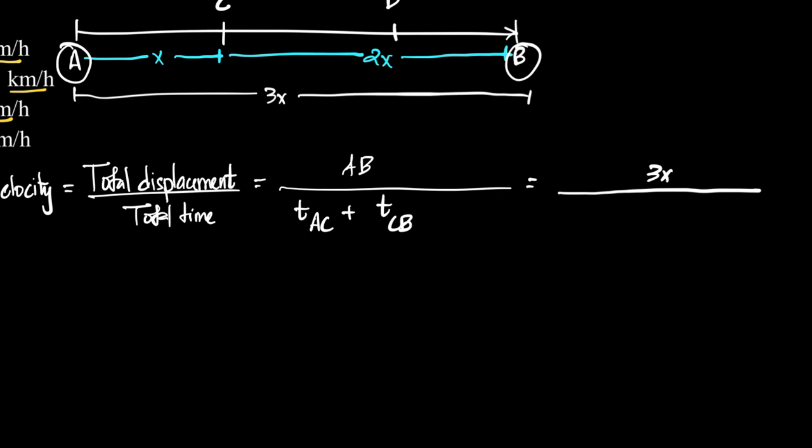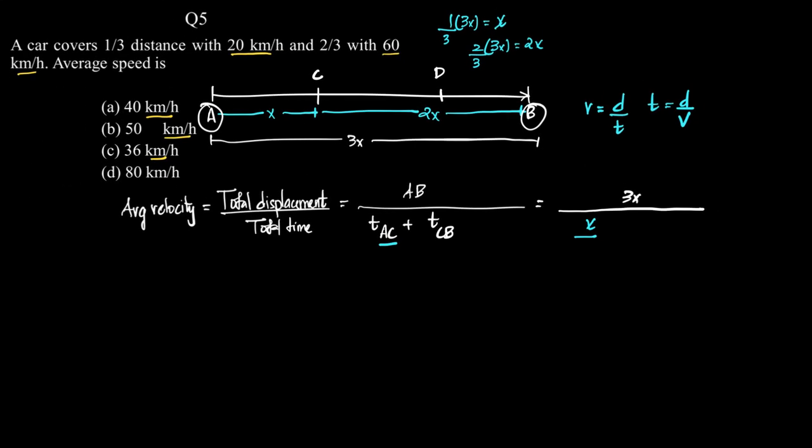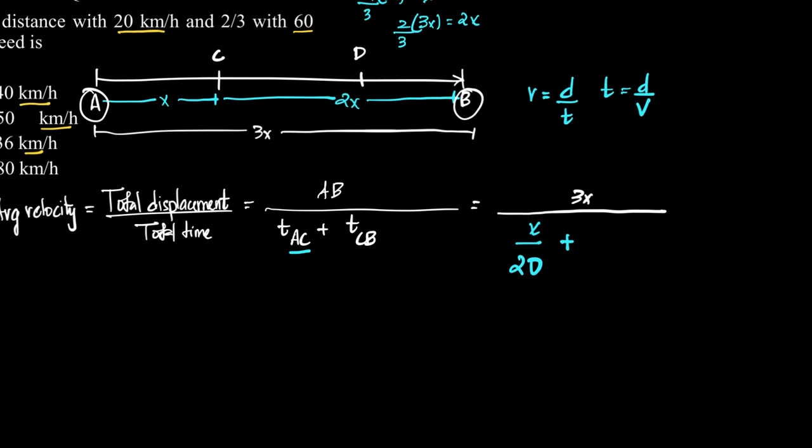And what is time taken to cover AC? See, what is velocity equal to? Velocity is equal to displacement by time. So time is equal to displacement by velocity. In this case, AC is the displacement, which is x, and the velocity according to the question is 20 km per hour. So we can write this as x by 20 plus the time taken to cover CB. Time taken to cover CB will be displacement CB, which is 2x, upon the velocity, which is given as 60 km per hour. So this becomes 60.